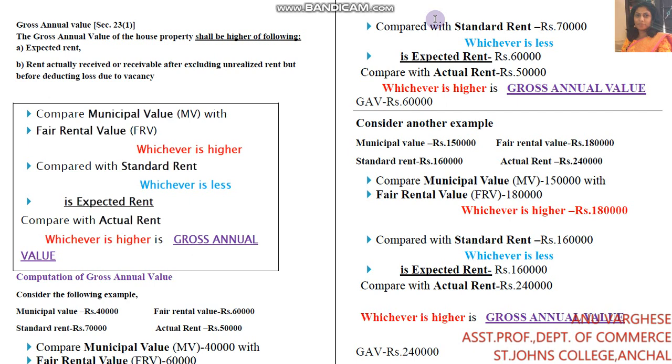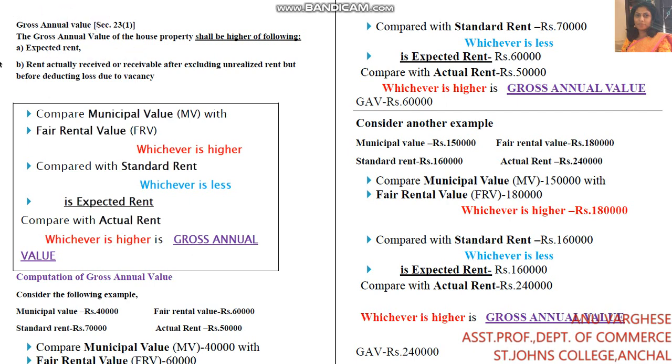Gross annual value of a property is the value at which the property might reasonably be expected to be let from year to year. That is gross annual value. We are going to discuss how to compute it. In order to compute gross annual value, you have to compare expected rent with actual rent, whichever is higher.